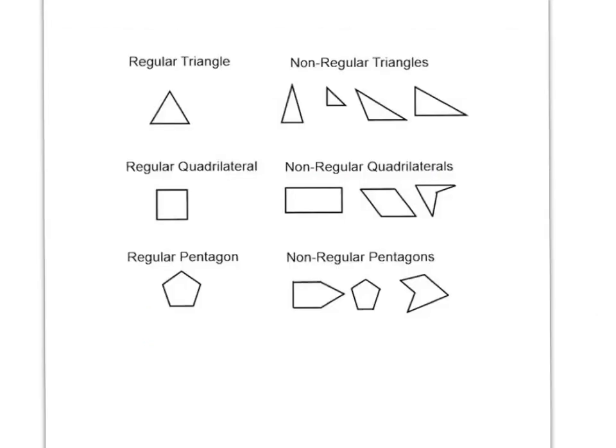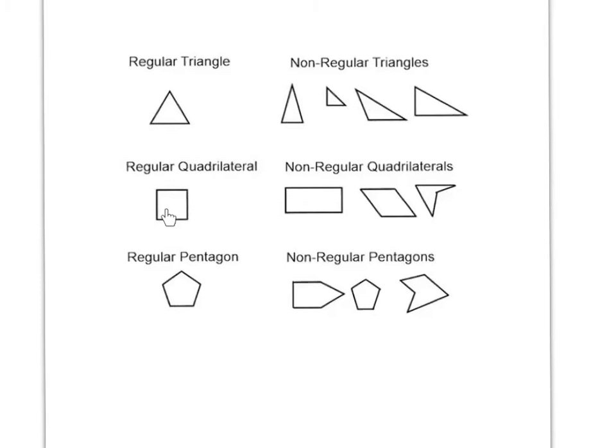Here are some more examples of regular polygons and non-regular or irregular polygons. So a triangle. This is a regular triangle because all the sides are the same length and all the angles are the same. But these are examples of irregular polygons or non-regular triangles because we have 2 side lengths that are the same, but then we have 1 side length that's different. This is not considered a regular polygon or a regular triangle then. Same with the other 3.